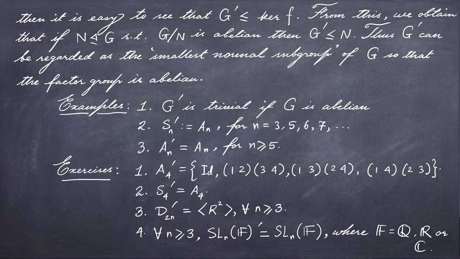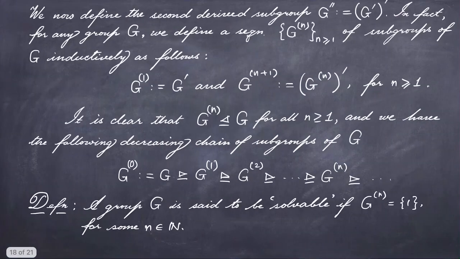Now let's come to the derived subgroups of dihedral groups. For any n greater or equal to 3, the derived subgroup is the subgroup generated by R square. And the last exercise that we have put here says that when n is greater or equal to 3, the commutator subgroup of SL(n, F) is SL(n, F) itself.